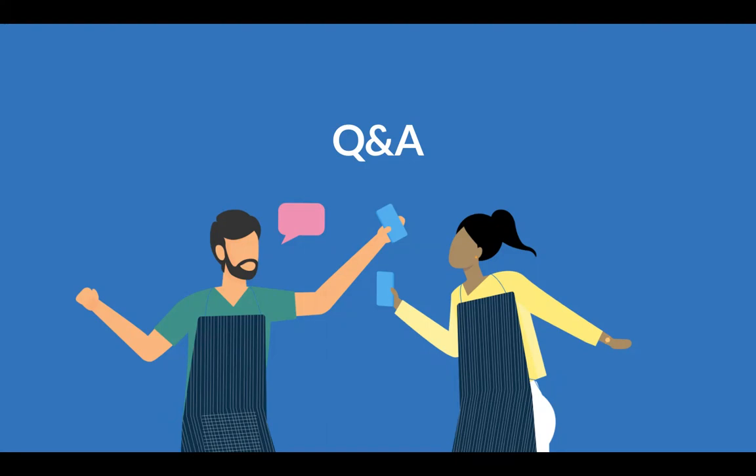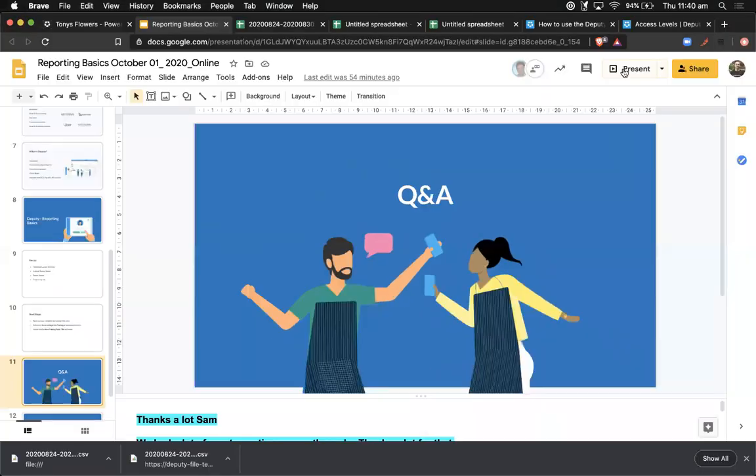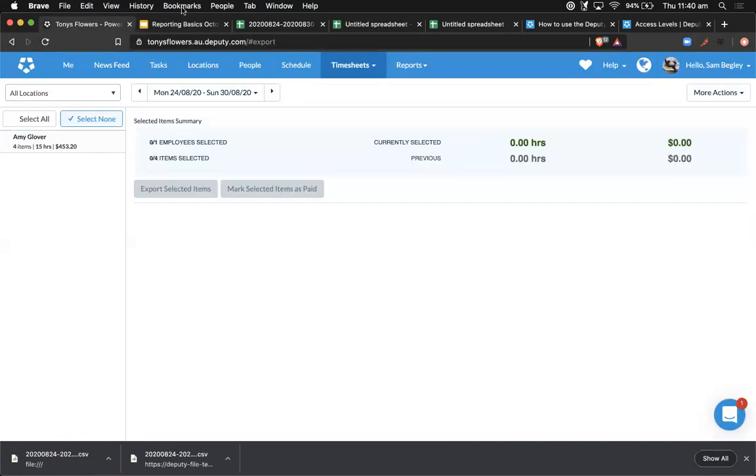Then quite a few people asked about the sales data, about how to put the sales data into their Deputy account. So maybe Sam, if we can go back into the account and show this in the schedule.